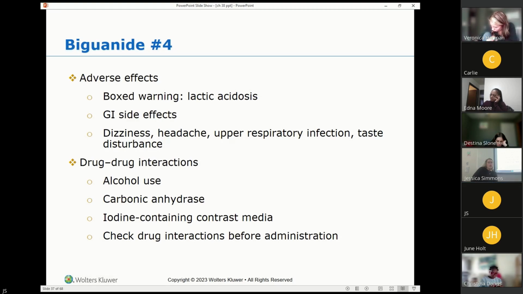What happens when you have a buildup of lactic acid in the muscle and muscle pain? I told you when we were talking about statins, rhabdomyolysis. There is a huge warning for rhabdomyolysis with metformin.